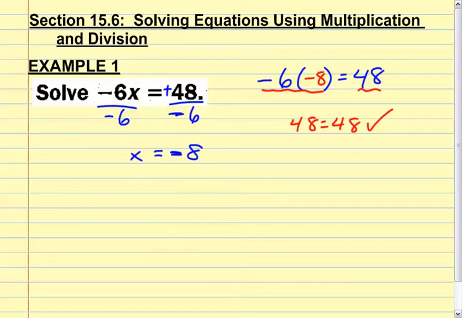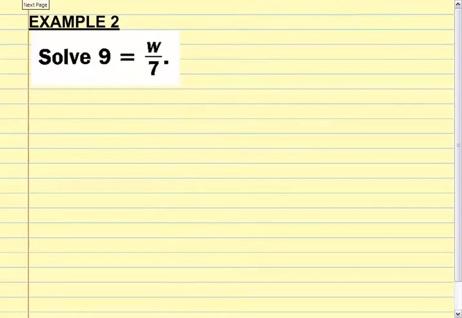Lily, let's look at the next one. Now, I'm going to rewrite it over here so we'll have some room to work. 9 is equal to W over 7. Okay? It says solve. What does that mean? Get the variable by itself. Is it by itself? What's with it? It's being divided by 7. Now, Catherine, how do I undo that?